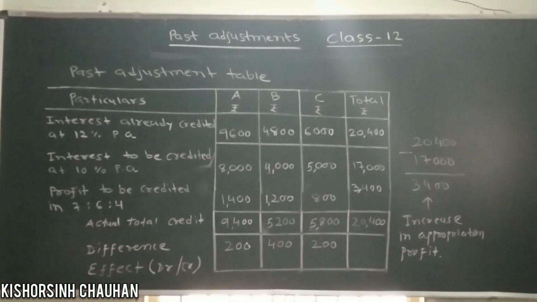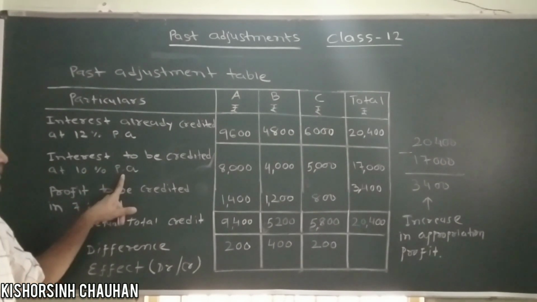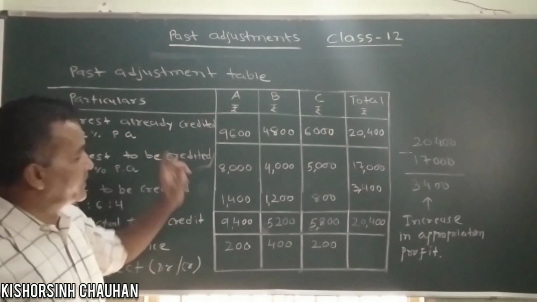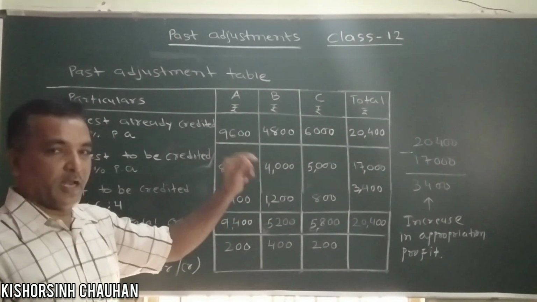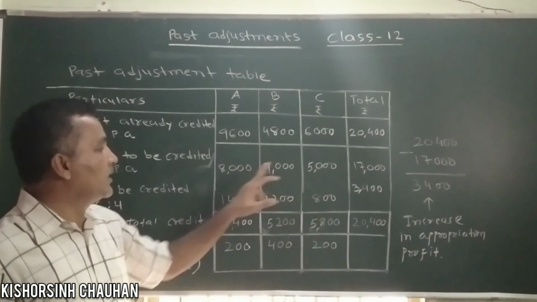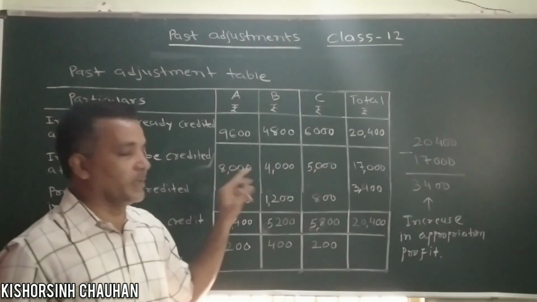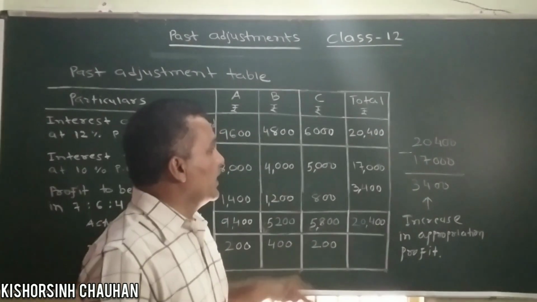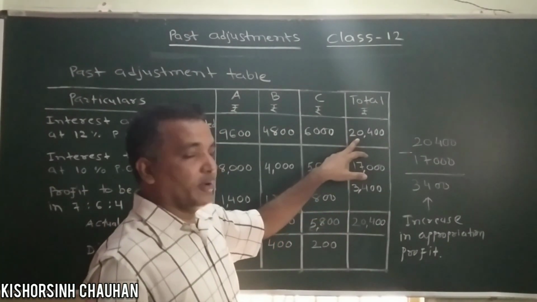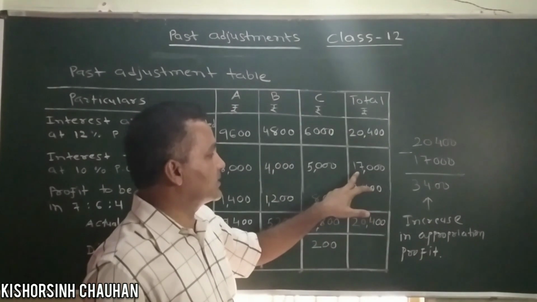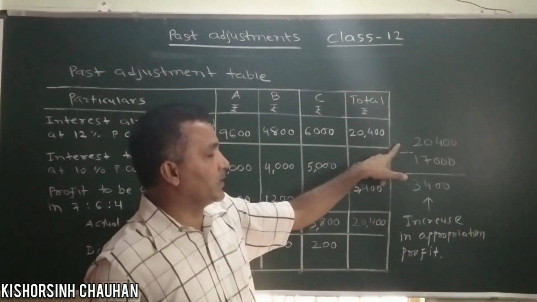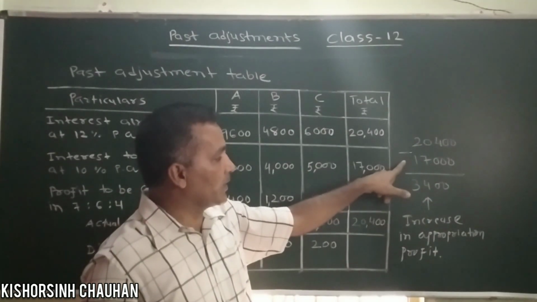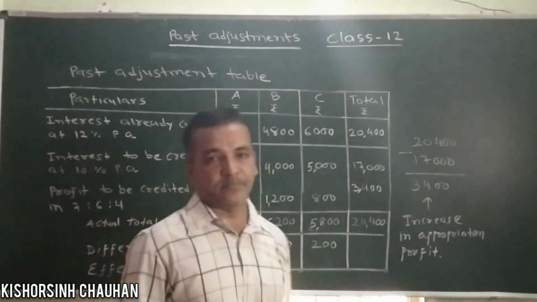Now, what is the correct? Interest to be credited at 10%. This is the correct. So 10% of 80,000 is 8,000, 10% of 40,000 is 4,000, and 10% of 50,000 is 5,000. So 17,000 interest on capital should come. Now here you see actual interest on capital they have done is 20,400, but the correct is 17,000. So here you can see the difference. 20,400 wrongly credited and actually it should be credited 17,000. So difference will come 3,400.